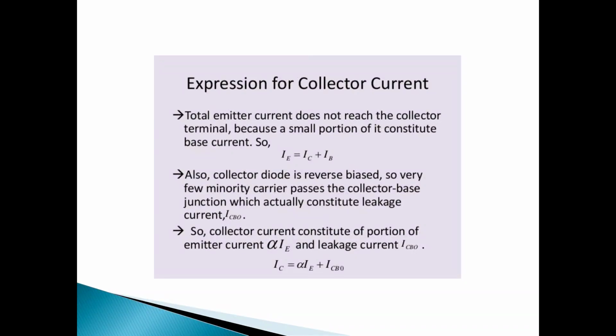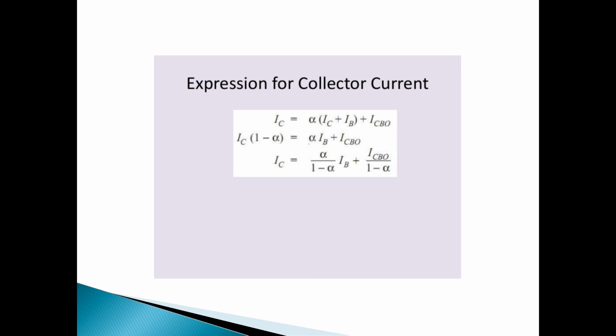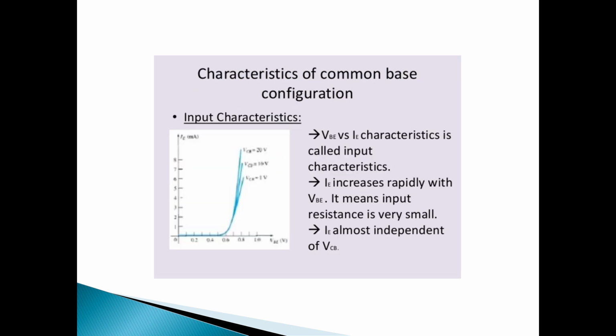Now what is the expression for the collector current? We have already seen that IE equals IC plus IB. The collector current IC is a part of IE, that is alpha IE plus ICBO, where ICBO is the leakage current flowing due to the minority carriers in the collector base junction. So the total current IC equals alpha IE plus ICBO. From this expression, we can write IC in relation with alpha.